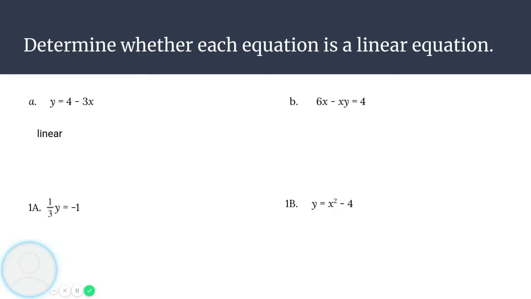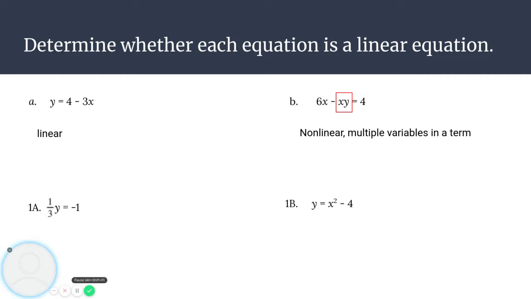When I jump over to the next one, example B, 6x minus xy equals 4, I go through my checklist. There are no exponents, so we're good there. I don't have a variable in the bottom of a fraction, so we're good. But where I have multiple variables in a term, the xy, that fails it. So this would be nonlinear because there are multiple variables in a term. Why don't you pause the video, try examples 1A and 1B, and when you have your answers, unpause and see if you've got the correct answer.